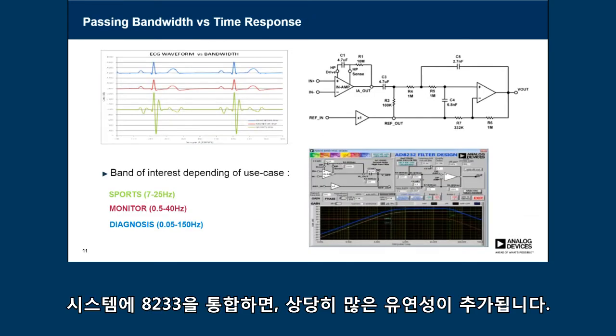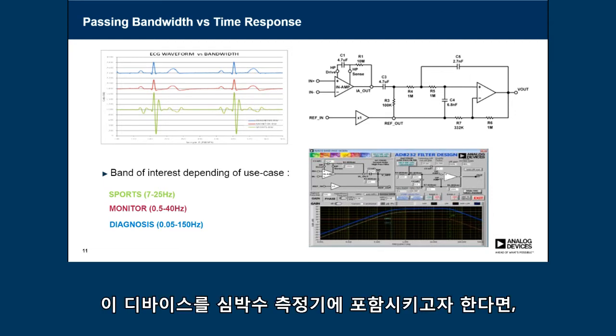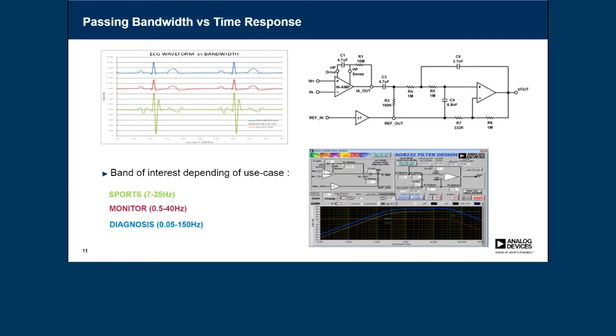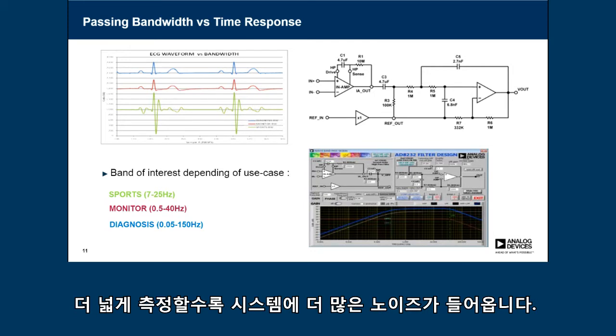Including this 8233 in your system gives you a lot of flexibility. And first of all, you need to look into the use case of your application. When people are interested in just a heart rate monitor, you only want to detect the QRS, so the pulse when the heart actually compresses and pushes the blood into your cardiac system. So what you need to do is limit the bandwidth. The wider you measure, the more noise you integrate in your system.